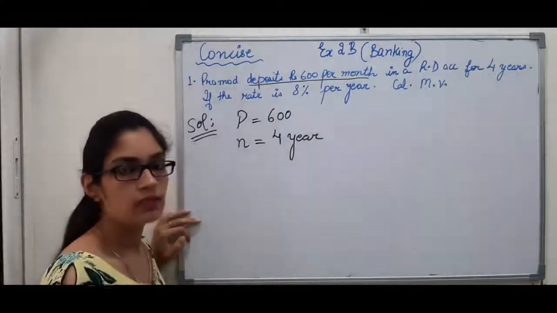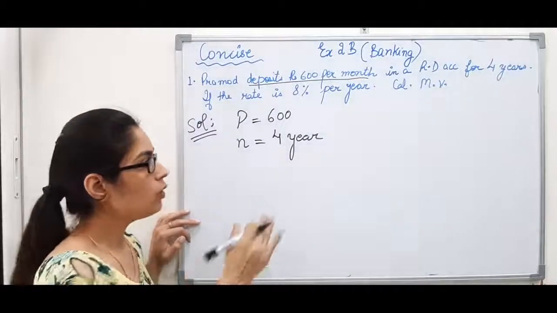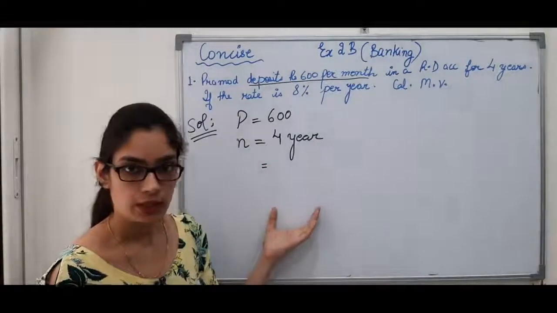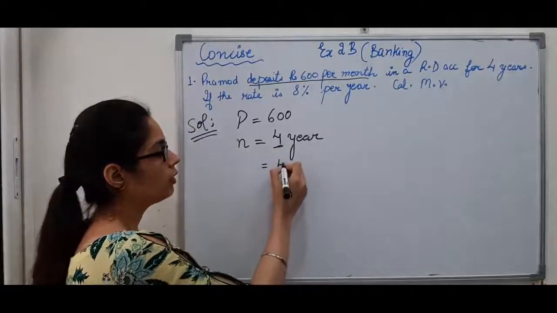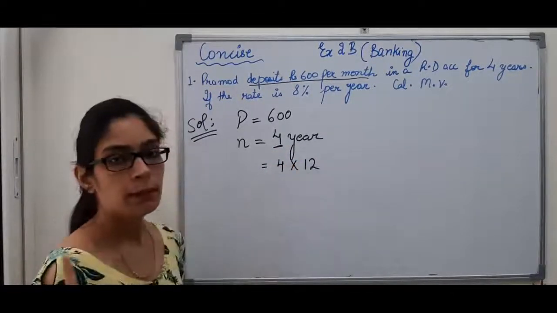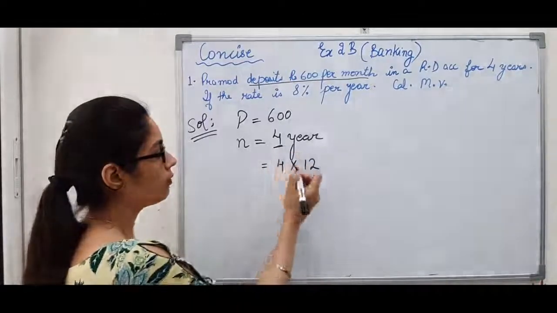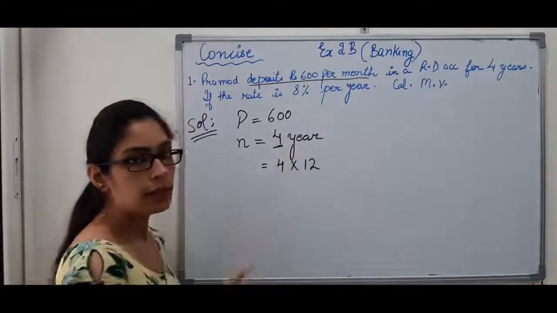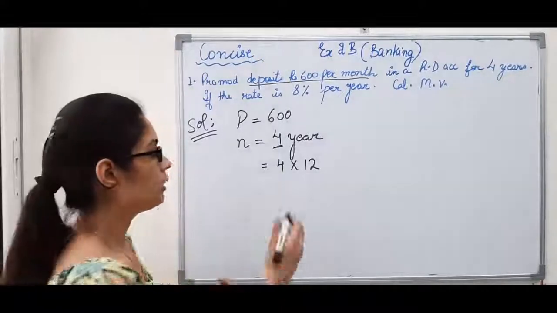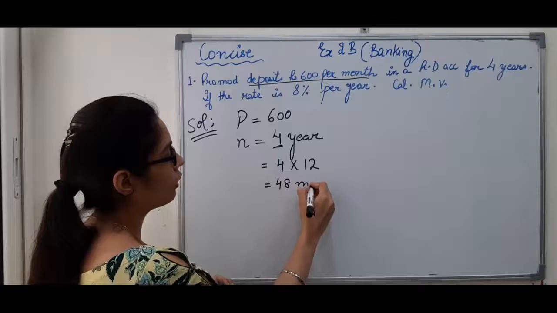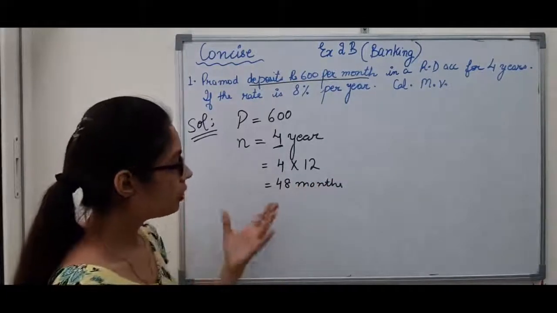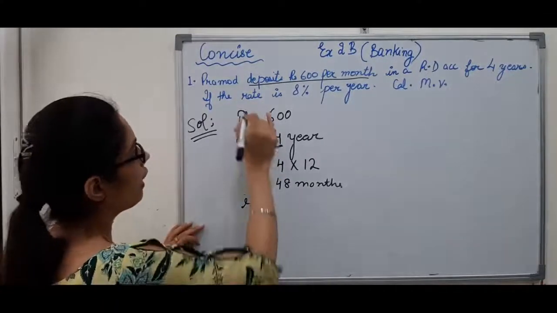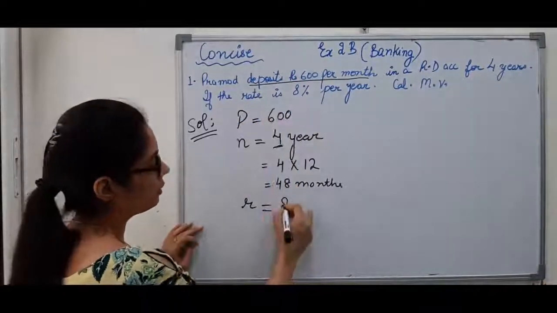We have already discussed we have to use time always in months, not in years. Whenever the time is given in years, you have to multiply the number by 12. Why 12? Because 1 year has 12 months, so 4 years will be 4 into 12. If you can't remember this, just remember, if they have given us time in years, just multiply that time with 12. Now 4 into 12 is 48. So I got 48 months. That's what I required, because I need time in months, not in years. Now R is clearly written, R is 8%. So I will write it down.